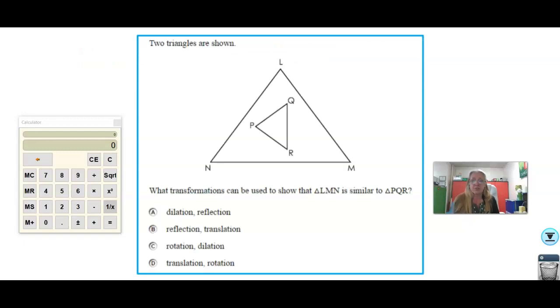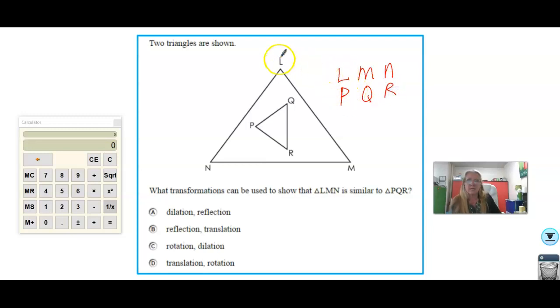Okay, two triangles are shown. Let's focus on the ones we have covered. What transformations can be used to show that LMN is similar to PQR? Okay, so what happened here? First of all, there was definitely a dilation that happened. Okay, but let's think about these coordinate points. They told us that LMN is the name of the one and PQR is the name of the other one.